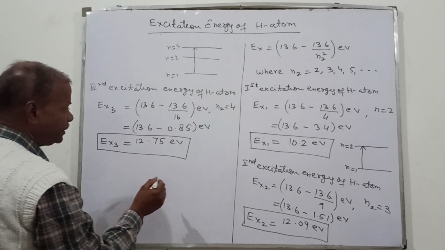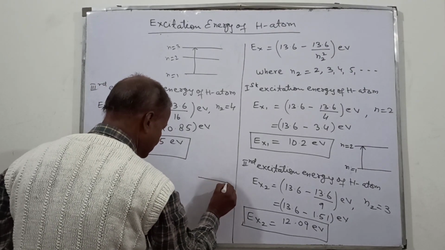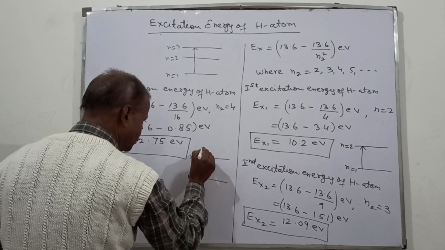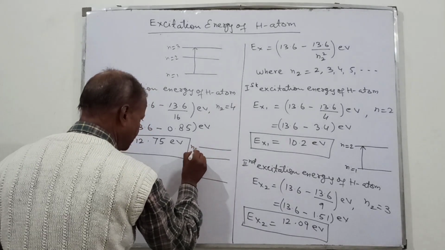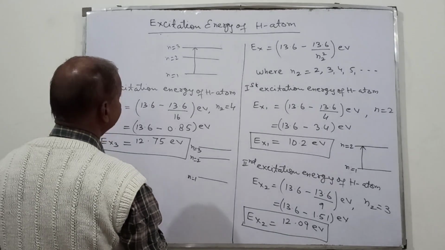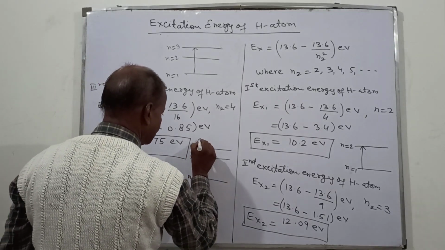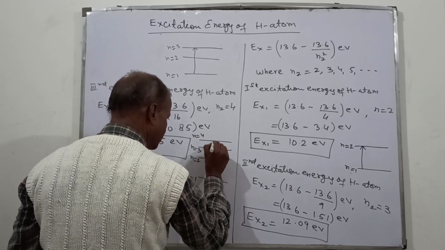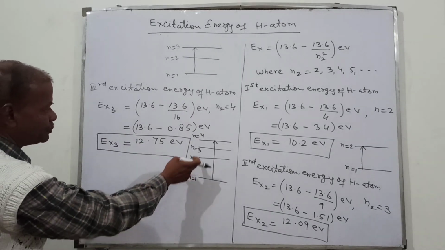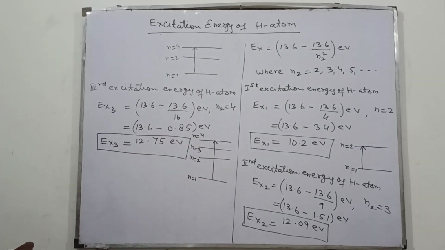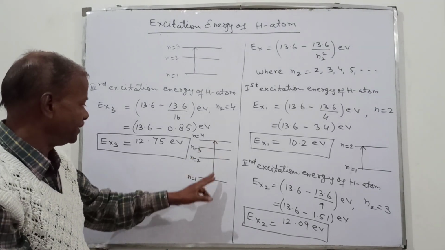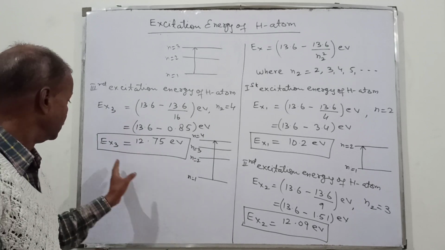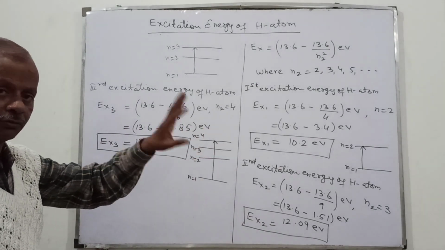Right, so we can visualize this like this. This is n equal to 1, this is n equal to 2, this is n equal to 3, and this is n equal to 4. The electron is going from the first to the fourth state. So this is the third excitation energy, and similarly we can calculate the fourth, fifth, sixth excitation energy, and so on.